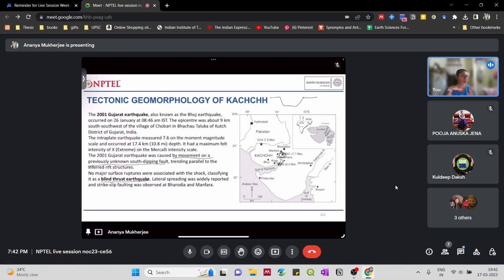Then later on, the 2001 Bhuj earthquake gave us the confirmation that there are some faults which are hidden in the Ran of Kutch, and these are also prone to earthquakes, the intraplate earthquakes.